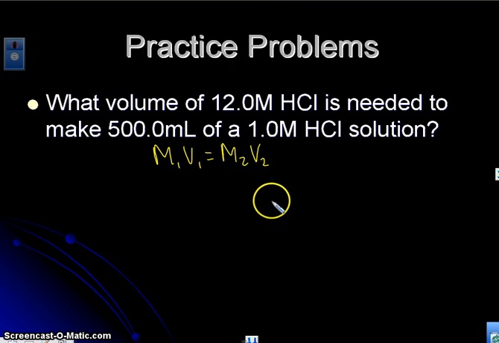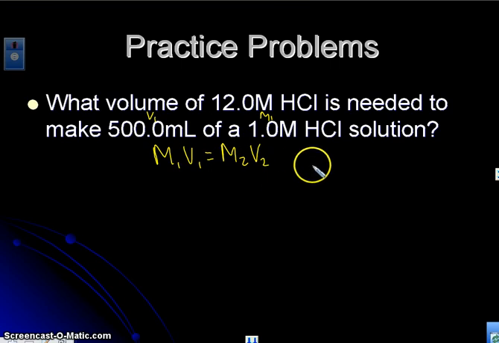So let's read the problem. It's telling us that we need to make 500 milliliters of a 1.0 molar hydrochloric acid solution. That tells me that those two belong together, the 500 milliliters and the 1.0 molar. So let's go ahead and pair those. It doesn't matter whether we call them M1 V1 or M2 V2, we just need to pick. So let's call the 500 milliliters V1, and we'll call the 1.0 molar M1 because those two belong together.